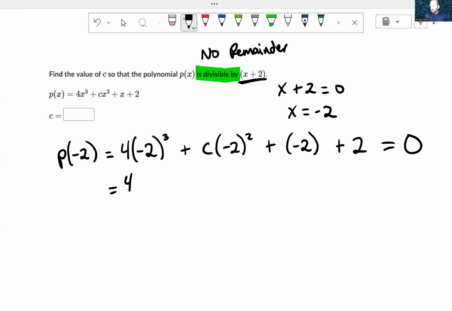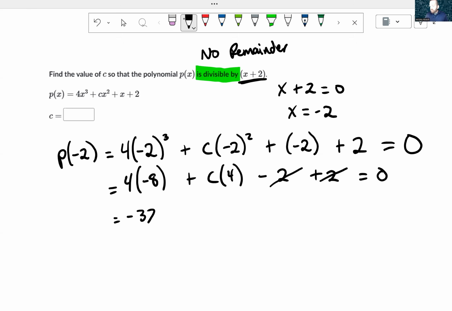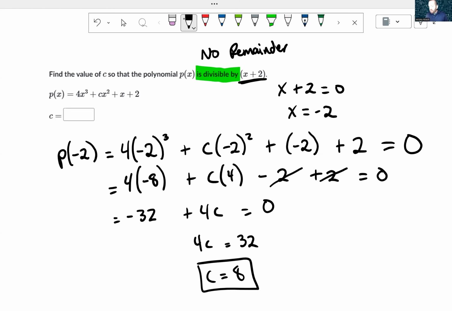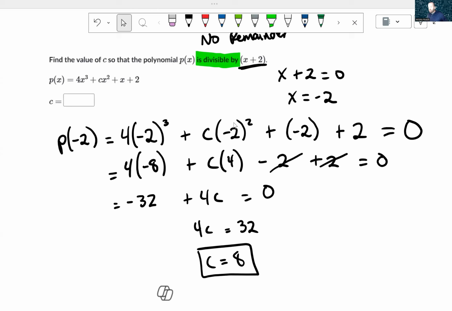All right, so now we're just going to multiply this out. This is +4, and that equals 0. Those 2's cancel. We're left with -32 plus 4c equals 0. 4c equals 32. Divide by 4 on both sides, and we get c equals 8. Okay, so that's just some way that we can phrase this, is that if it's divisible, it has no remainder.